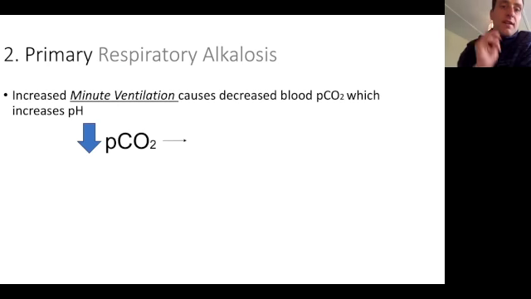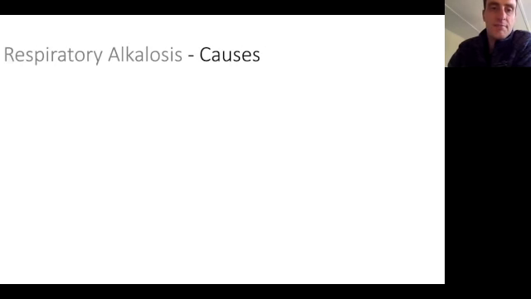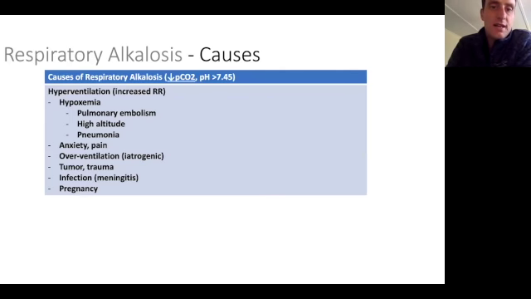So increased minute ventilation, the opposite of what we talked about before, causes decreased blood CO2, which increases blood pH. And you can see how all those are related. Causes of respiratory alkalosis, think of some if you can. And then I'll go over a short list here. Decreased blood carbon dioxide could come from hyperventilation, so increased respiratory rate. It could be a secondary cause, so caused by hypoxemia, triggering hyperventilation from any of those causes. Sometimes see it from anxiety or pain.